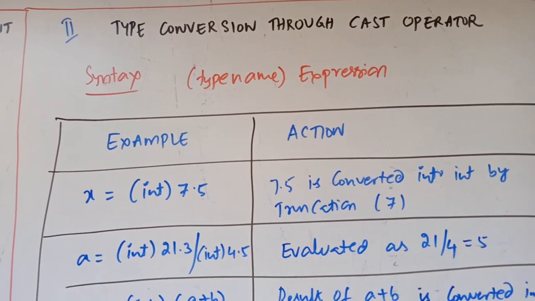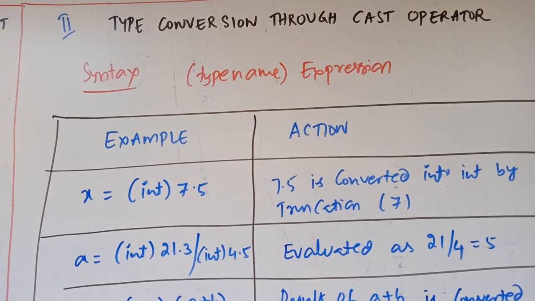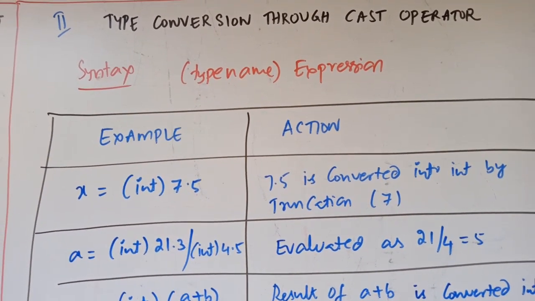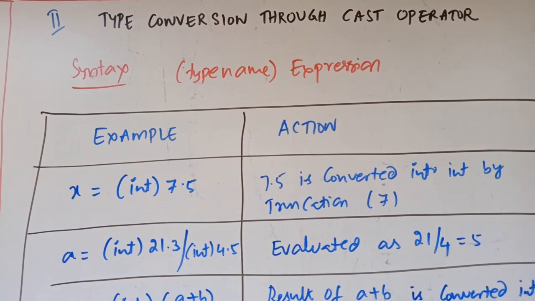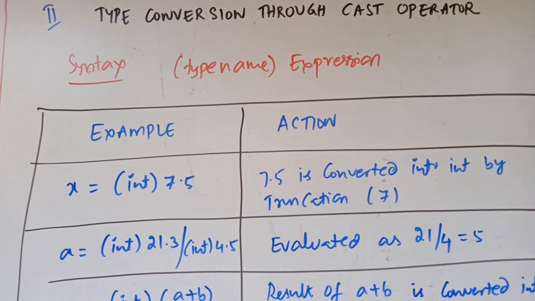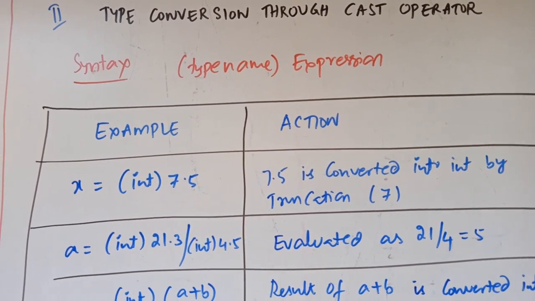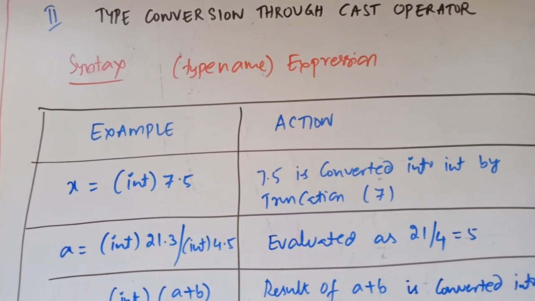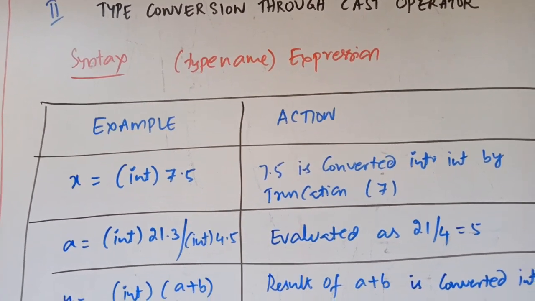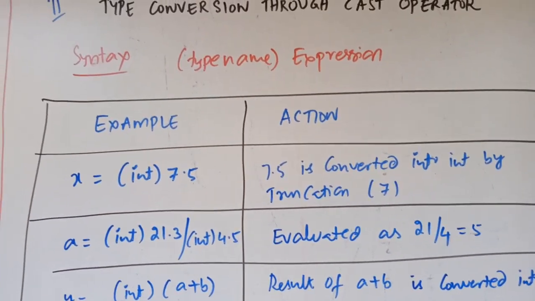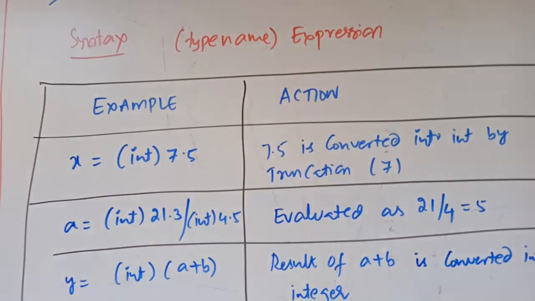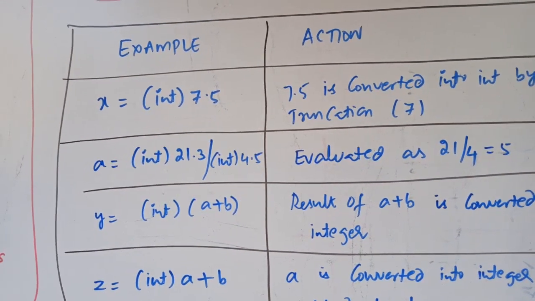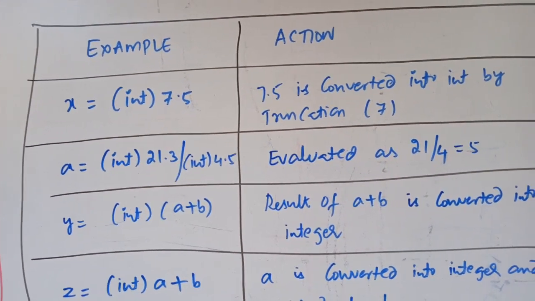The basic syntax is any expression, and as you know, an expression can be any operand, constant, or combination of operators, constants and operands, preceded by type name within parentheses. Look at example 1. 7.5 preceded by int, so it becomes 7.